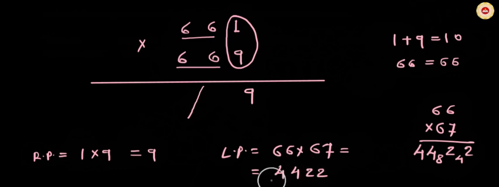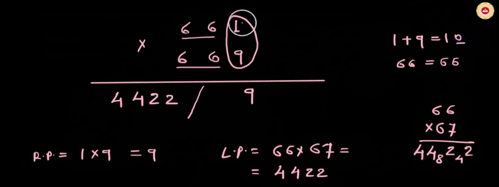Write 4422 in the left part. So friends, we have calculated right part and left part. Now an important note: count the number of zeros in the sum. Which sum? The sum of the last two digits in multiplicand and multiplier. Here 1 plus 9. So count the number of zeros in the sum. There is only one zero. So we need two digits in the right part.